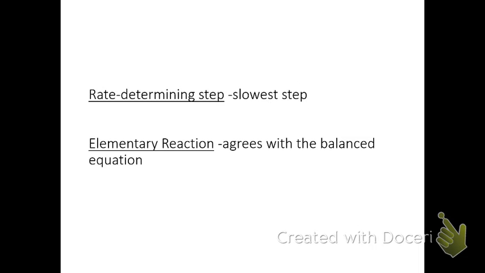The rate determining step is always going to be your slowest step. Okay. So if you look at something and they've told you which is the slow step, then that makes your life easier because that's going to be what determines how fast you go. And then, of course, if it's an elementary reaction, it's going to agree with the balanced equation. So your rate law would agree. So like if you had A to the second, then you would need to have 2A in the balanced equation.